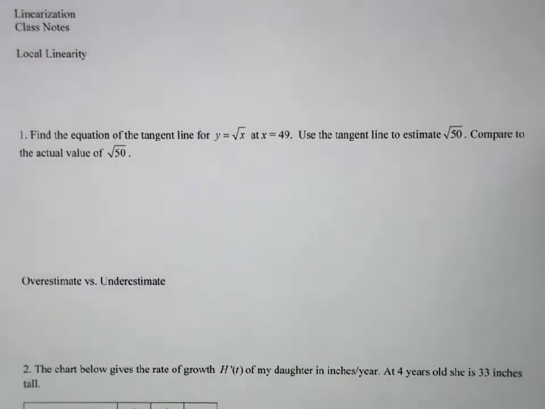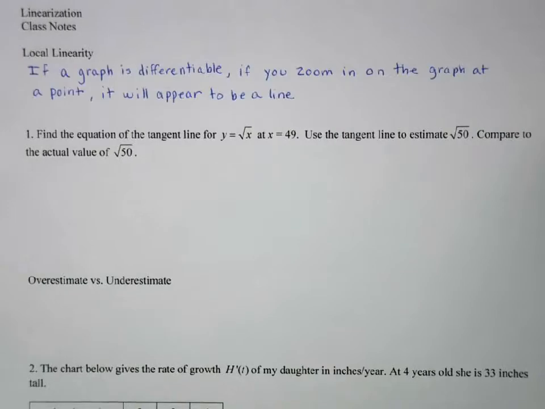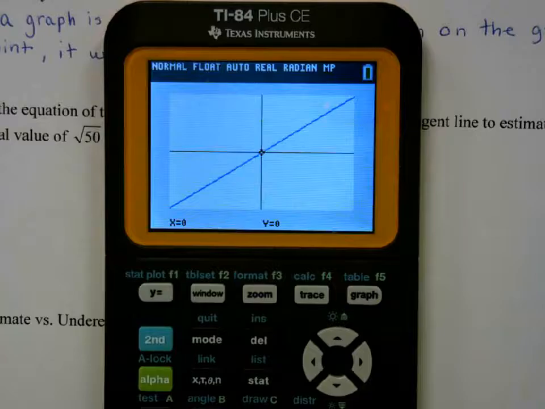Today's lesson is going to be on linearization and using tangent lines to make approximations. So first we want to talk about local linearity. Basically, it is what it sounds like. If a graph is differentiable, if you zoom in on the graph at a specific point, it's going to appear to be a line.